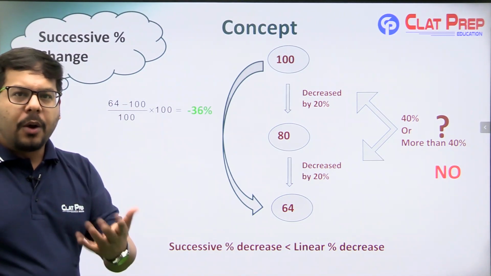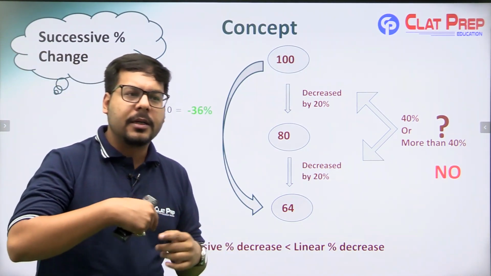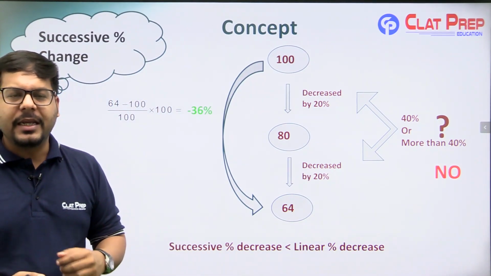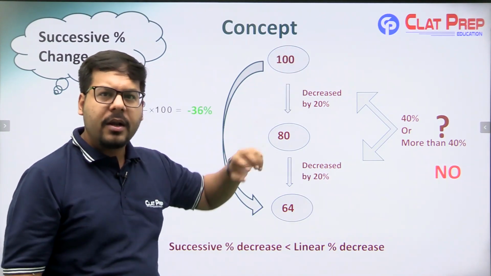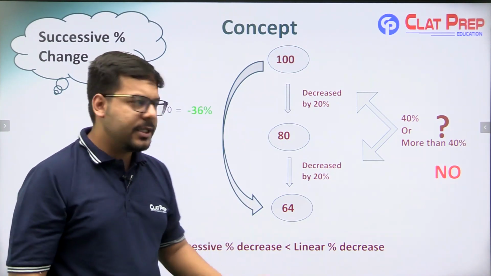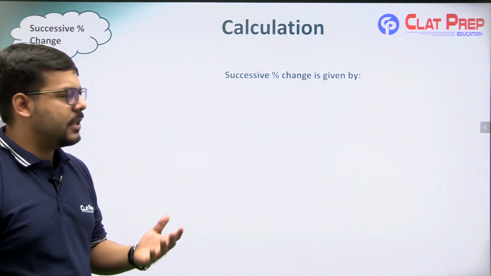Okay, now when we talk about successive percentage change, we just saw it in terms of increase as well as in terms of decrease. So the question arises whether we always have to take an example of 100 and then see what the overall percentage change will be. No, it is absolutely not. So how do we calculate successive percentage change?